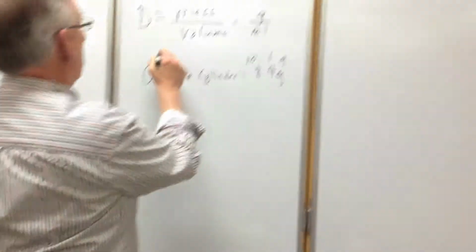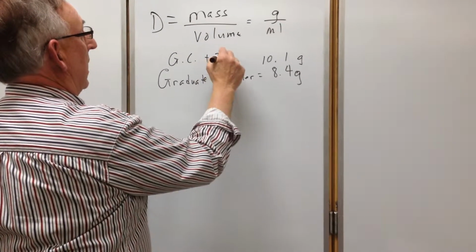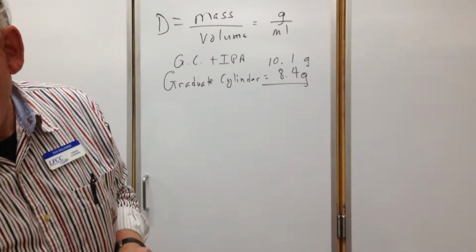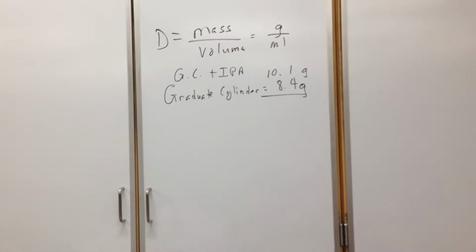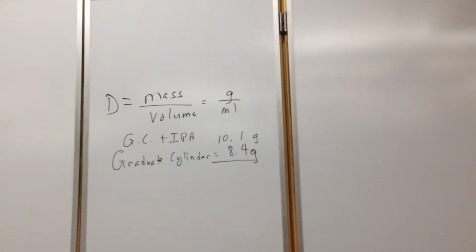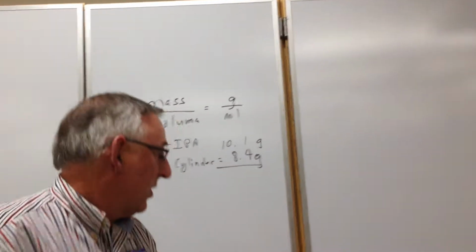All right, so that's 2 mils. And the mass now is 10.1 grams. So this is the graduated cylinder plus IPA. All right, and we've added a total, again, of 2 mils. And with this graduated cylinder, again, you can only read whole units.